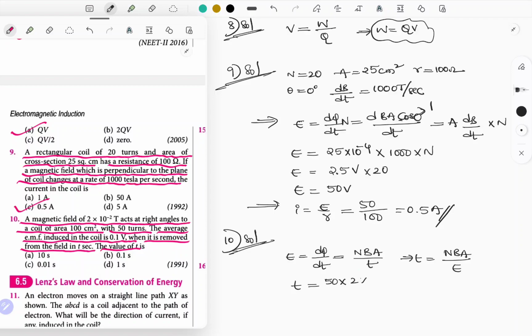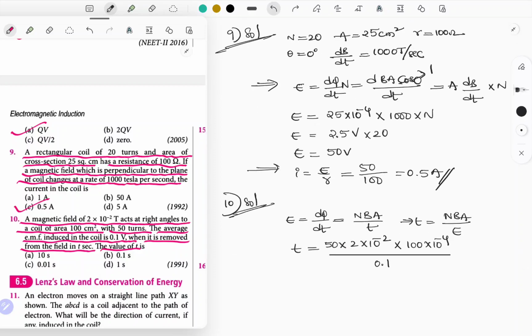Then t is equal to N, whose value is 50, times the magnetic field, 2 into 10 power minus 2, times the area, 100 into 10 power minus 4 (100 centimeter square, the equivalent), divided by the value of induced EMF, 0.1 volt. That's what I have to find out.